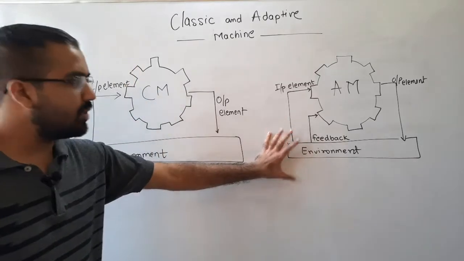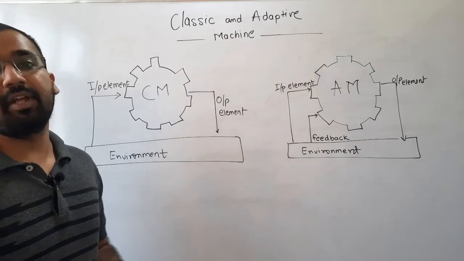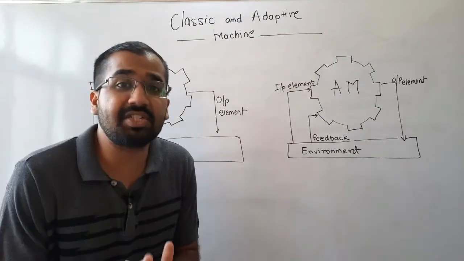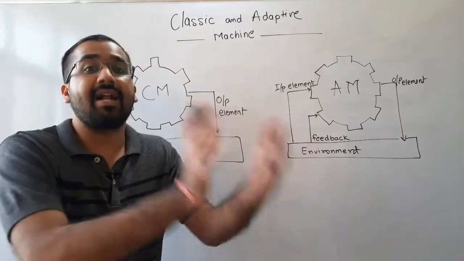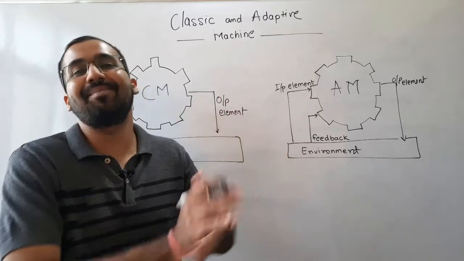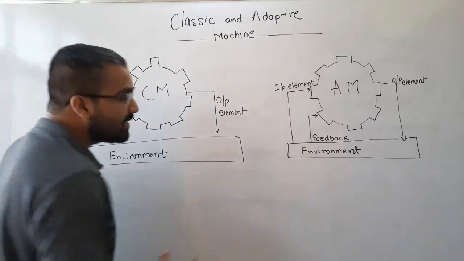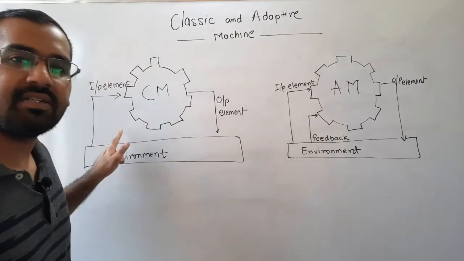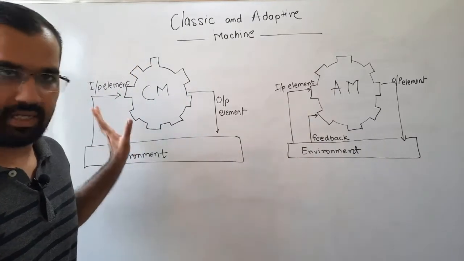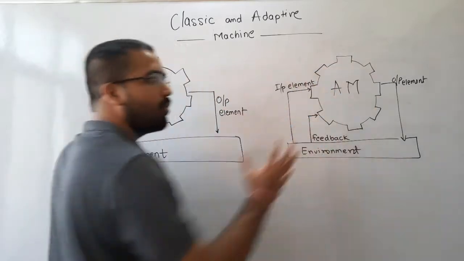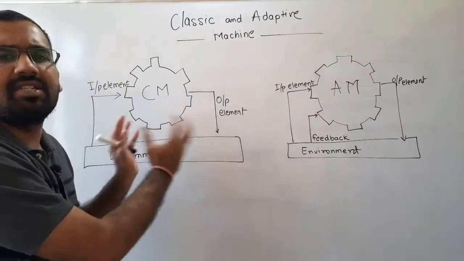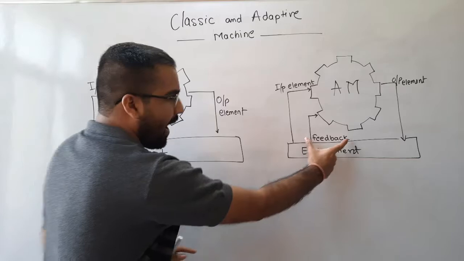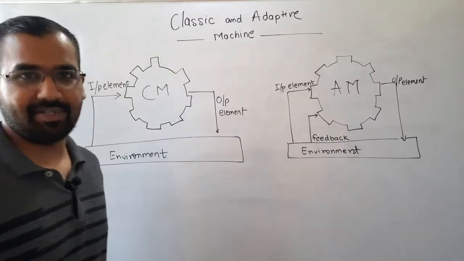Now moving forward to the adaptive machine. As the name suggests, this machine is not static, it is adaptive, meaning it has some dynamic behavior. It is just because of this added element, feedback, which is not present in the classic machine. The rest of the flow you are going to see is quite similar to that of a classic machine, with some added benefit.